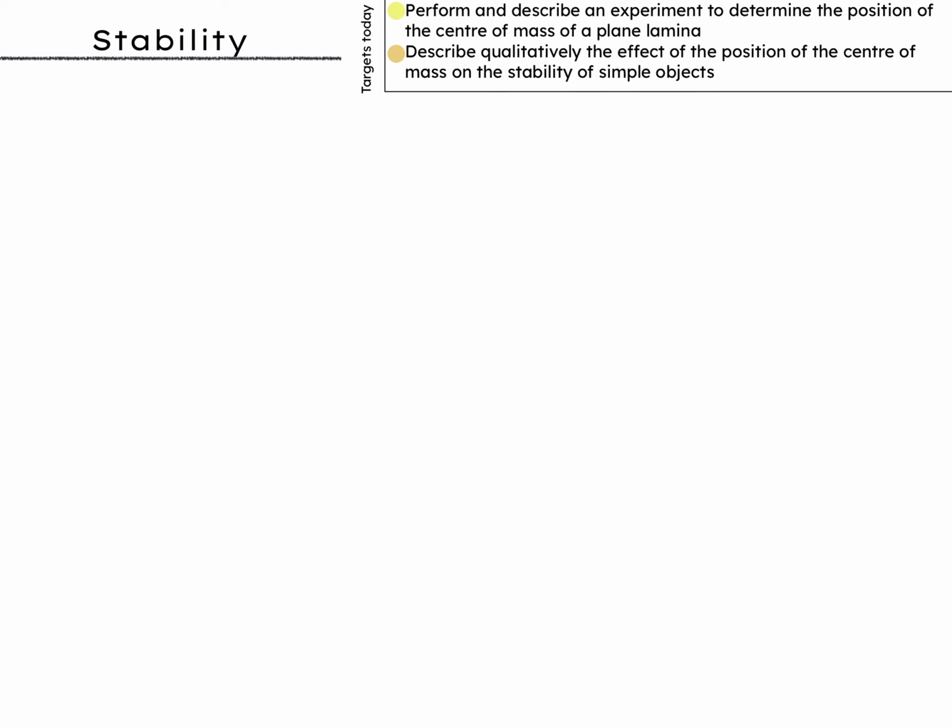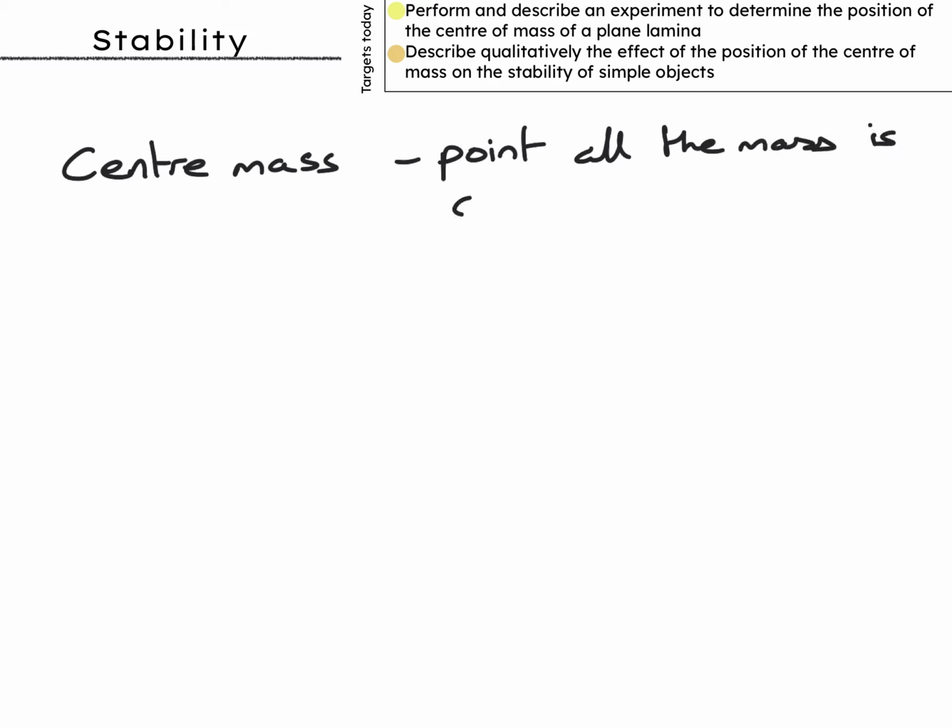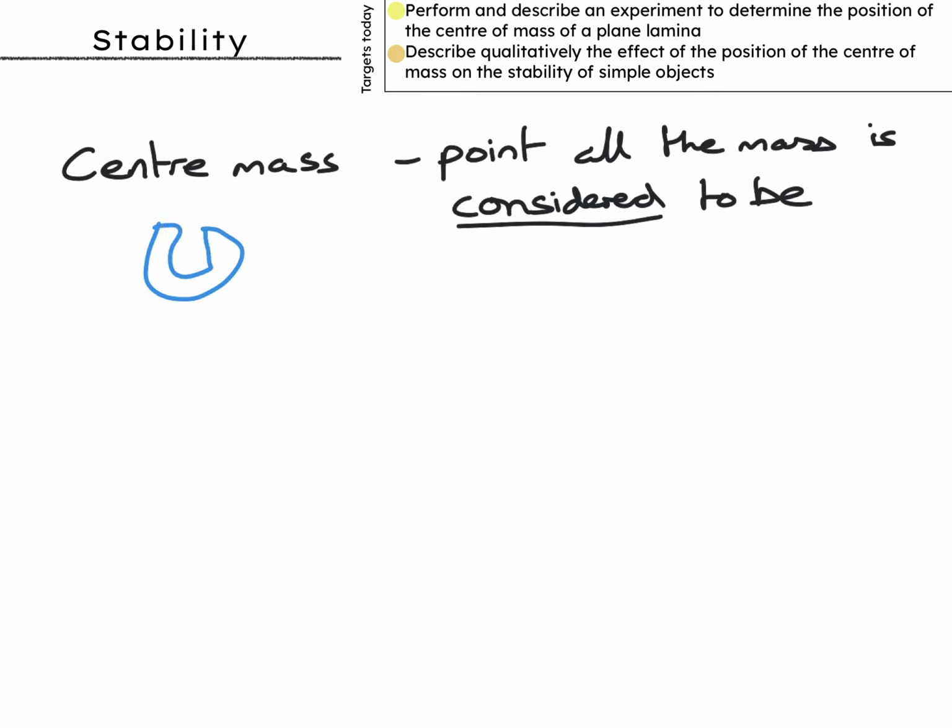Let's start by defining the center of mass as the point at which all of the mass of the object is considered to be. Obviously, the mass is spread out around the whole object, but this idea of center of mass makes the maths much easier, and it works. Interestingly, the center of mass might not actually be in the object, like for this horseshoe, for example.